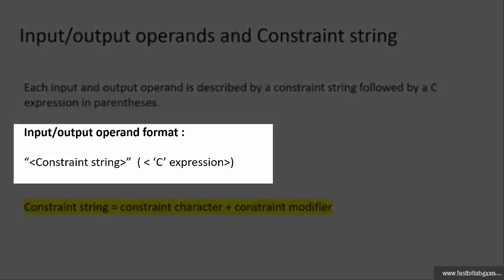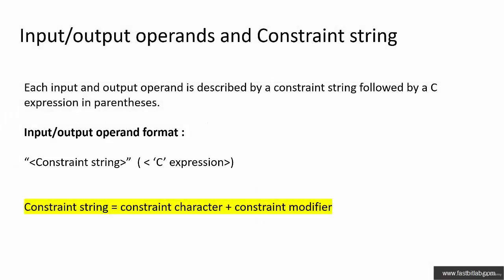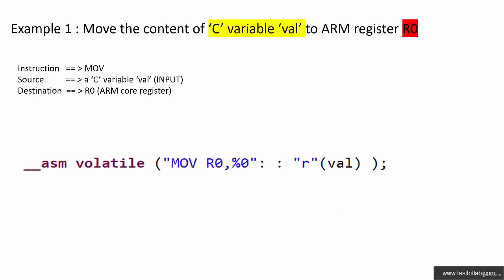First, you have to use a constraint string followed by a C expression in the parentheses. And the constraint string is a collection of two things, that is constraint character plus constraint modifier. I know this is confusing and it doesn't make any sense describing these things unless we see one example. That's the best way to understand. For that, let me explain this through an example.